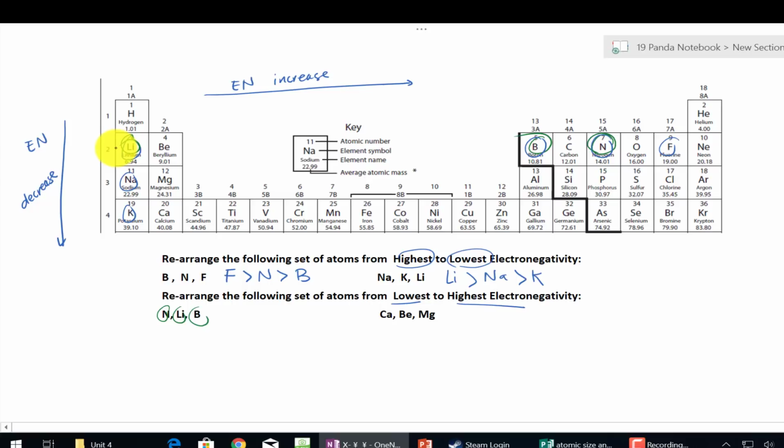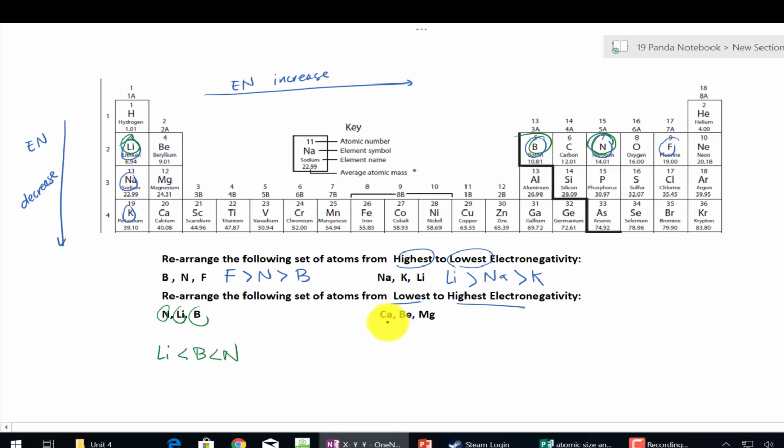And we know that we're looking from the lowest to the highest. So the trend is that EN increases, I mean, it gets larger and larger going this way. So the lowest one would be all the way over here, isn't it? So therefore, it has to be lithium, followed by boron, and lastly, we have nitrogen. And it makes sense. Nitrogen is in group 5A, it would want to gain electrons, so therefore it's very electronegative.